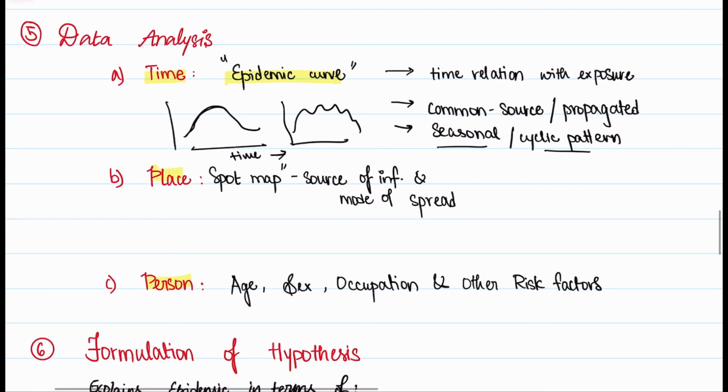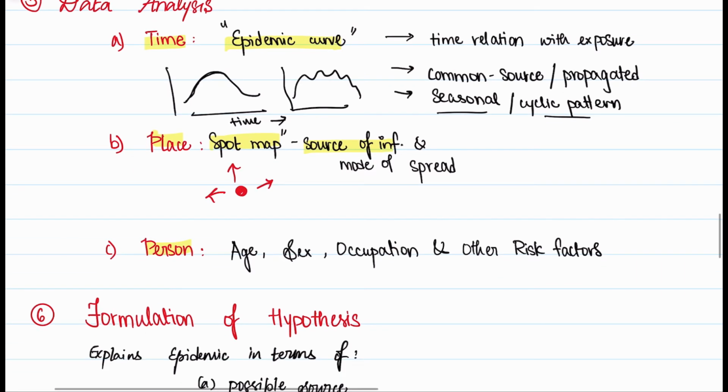Then for place, we take a spot map. This will tell about the source of infection and from where it has spread. So this is about place. And then person. We define the person based on age, sex, occupation, and other risk factors, so it's easier to evaluate the other people who are being investigated.